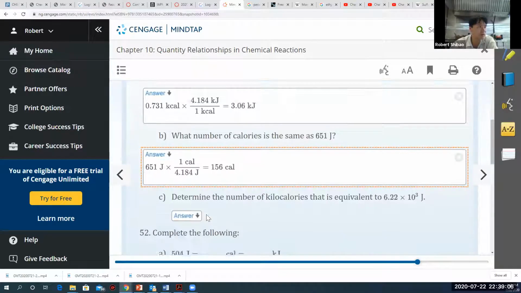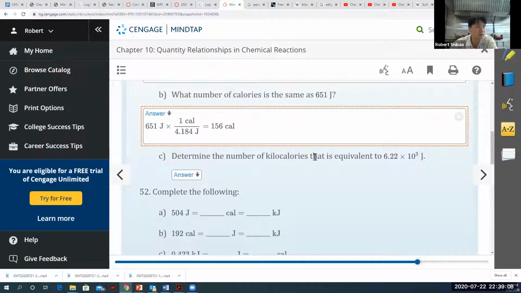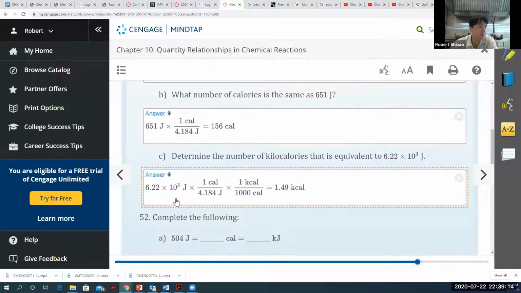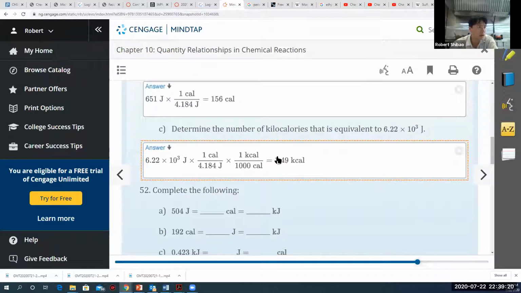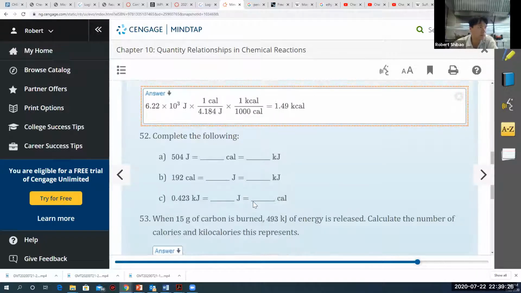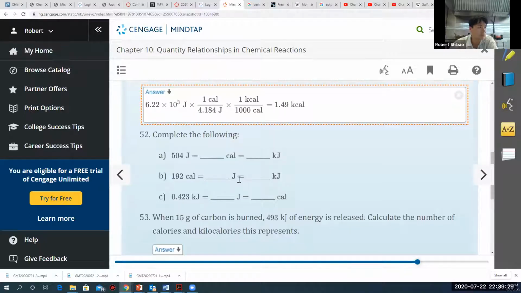So dimensional analysis conversion. Determine the number of kilocalories equivalent to that. So I would go joules to calories, calories to kilocalories. So they did it the way I do it here. I wouldn't have rounded here. I would have shown the step before rounding it and then rounded at the end. So these are more conversion practices.